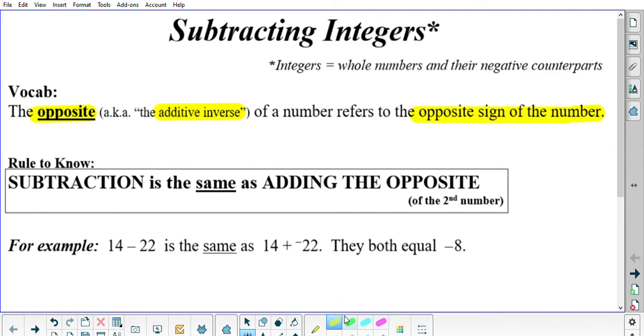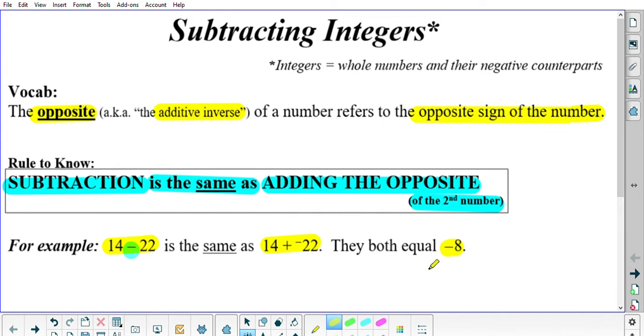All right, here's the major rule you need to know. Subtraction problems, meaning problems that literally have a subtraction symbol in between, are the exact same thing as having the problem written as adding the opposite, specifically the opposite of the second number. For example, 14 minus 22 is the exact same thing as 14 plus negative 22. They both equal negative 8.